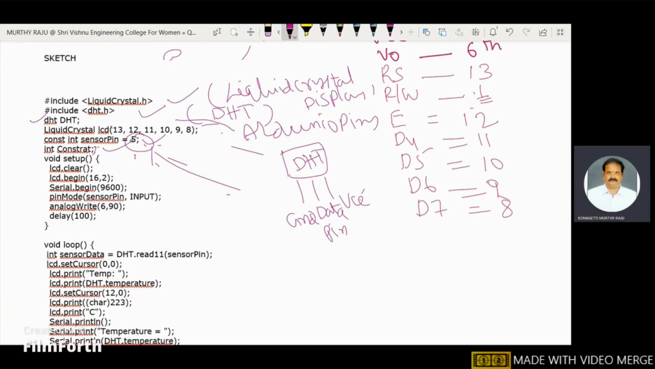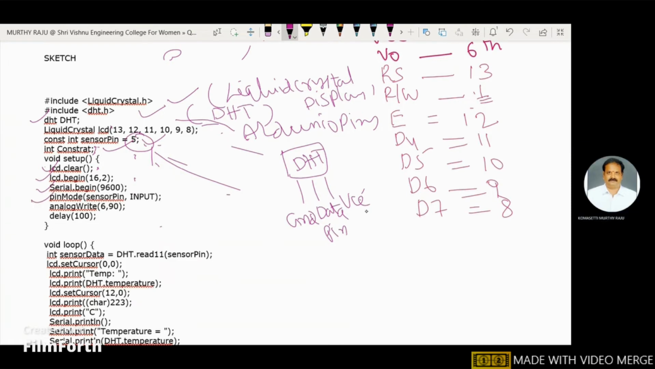Next, integer contrast. Here we use the LCD. This one is LCD clear. LCD begin 16,2, 16 columns and 2 rows. Serial.begin: for the serial monitor case, we use Serial.begin 9600.